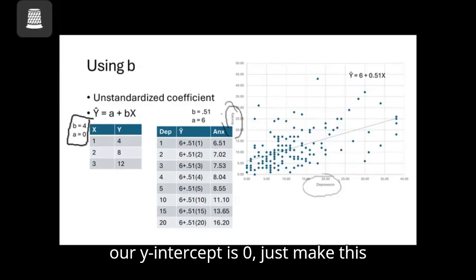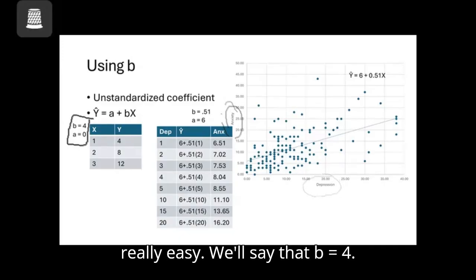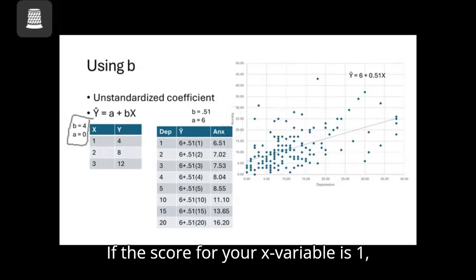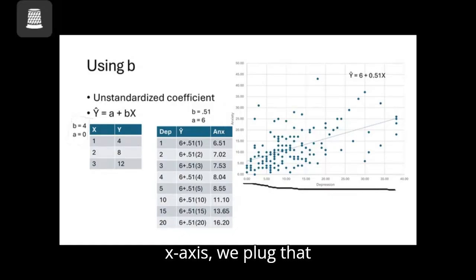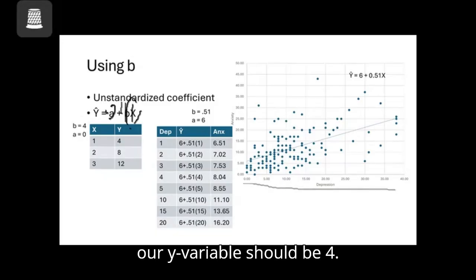Our y-intercept is 0, just to make this really easy. We'll say that B equals 4. If the score for your X variable is 1, so we score a 1 on our x-axis, we plug that in. B is 4, times X of 1, and A is 0. So our Y variable should be 4.